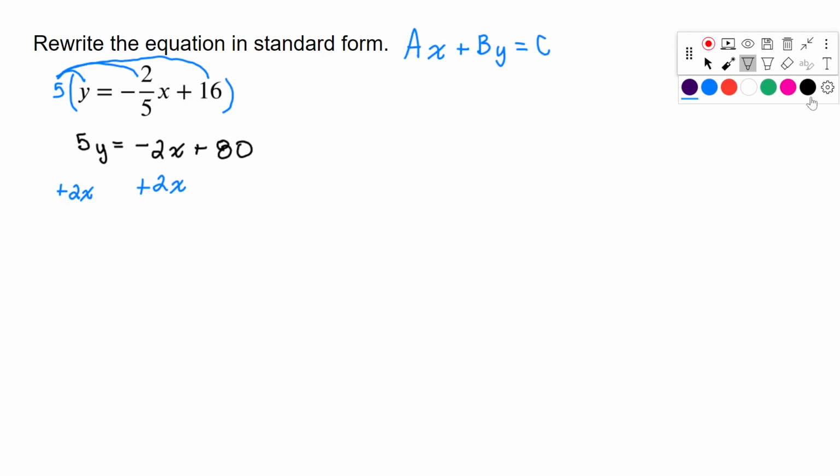and our standard form equation is now 2x plus 5y equals 80. And all linear equations can be rewritten in any of the forms. It's just helpful to know some of the little things that will help make it easier, such as going in slope-intercept form when you have fractions. First multiply everything by the common denominator, and then worry about getting your x and y on the same side, and then make sure the y value is also positive.